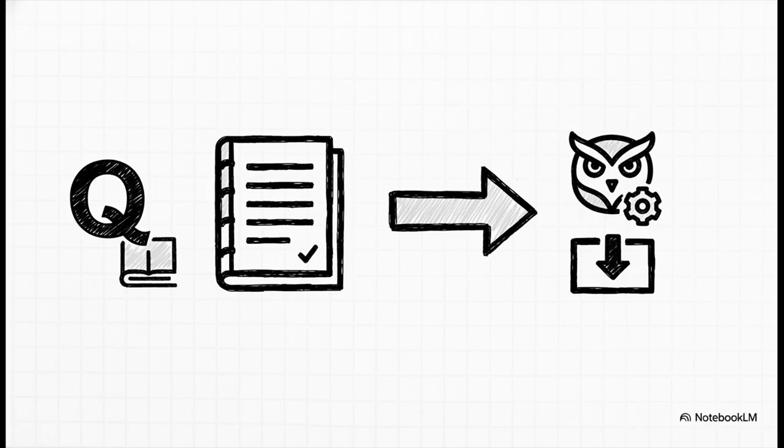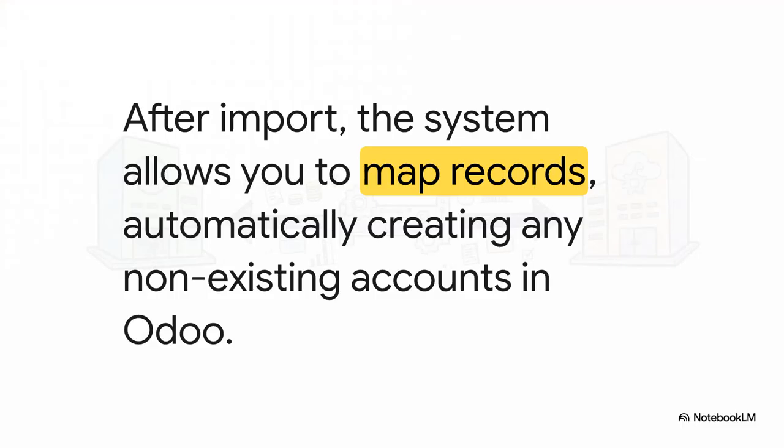So, what does this look like in the real world? Let's take your chart of accounts. I mean, you've probably spent years getting it just right in QuickBooks. To bring it into Odoo, you just find the import function and kick off the process. It's that easy. And right after the import, you'll see this mapping screen.